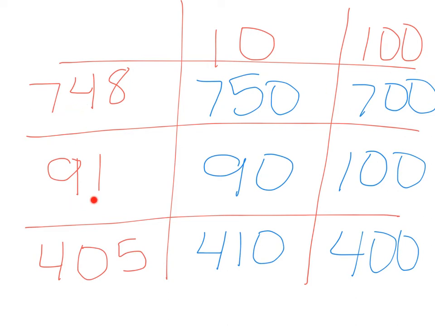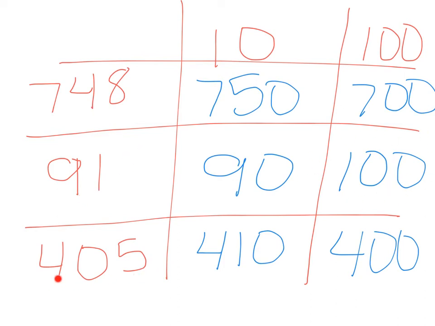91. Rounding to the nearest 10. In my tens place I have a 9. In my ones place I have a 1. So I'm going to round down to 90. When I round to the nearest 100, there's no hundreds here. But I have a 9 in the tens place, so that tells me I'm going to round up to 100.